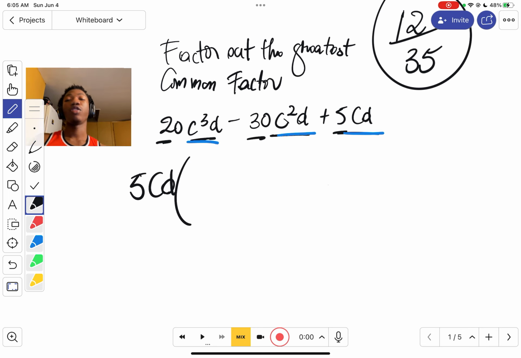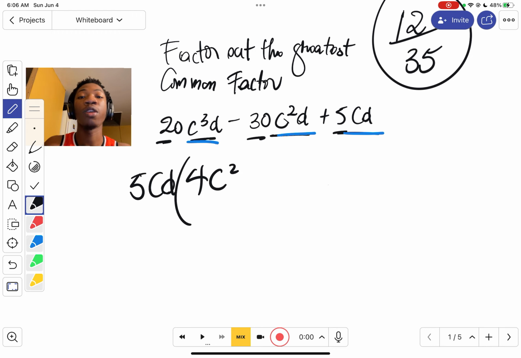So how do you make 5CD become 20C cubed D? How do you make a 5 turn to 20? You multiply by 4, so 5 by 4 is 20. How do you make a C become a C cubed? You use a C squared, which is C squared by C, which is C cubed. And how do you make a D become a D? We just leave it like that, so it naturally keeps the D by itself. We don't need to add a 1 or anything like that.